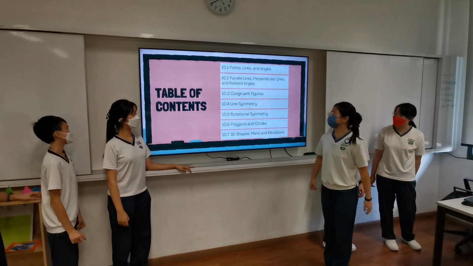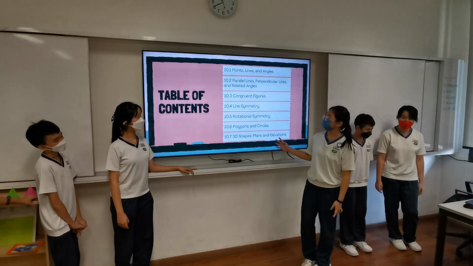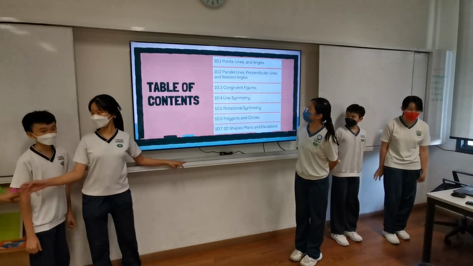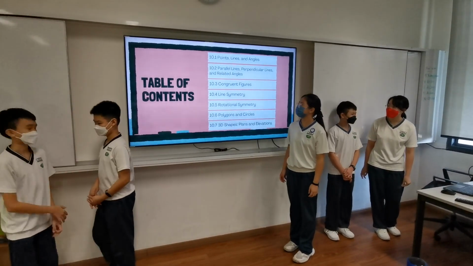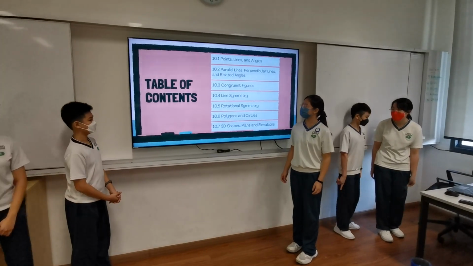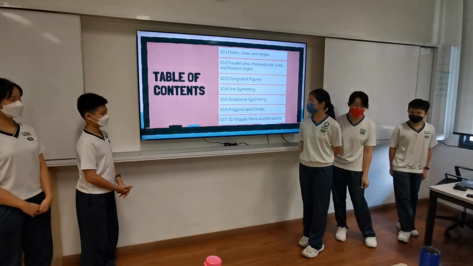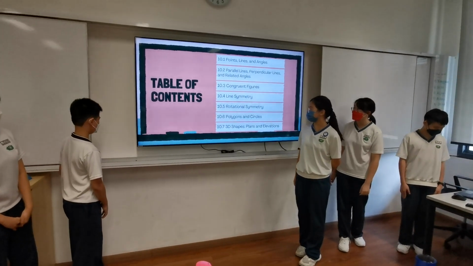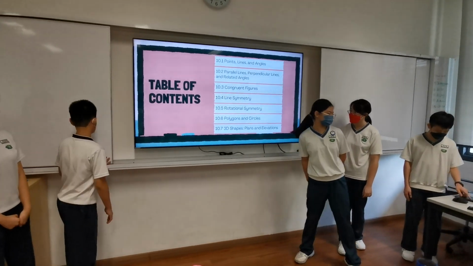So this is our table of contents. We'll include chapter 10.1 until chapter 10.7. Chapter 10.1 is points, lines, and angles. Chapter 10.2, parallel lines, perpendicular lines, and related angles. Chapter 10.3, congruent figures. Chapter 10.4, line symmetry. Chapter 10.5, rotational symmetry. Chapter 10.6, polygons and circles. Chapter 10.7, 3D shapes, size, and elevation.